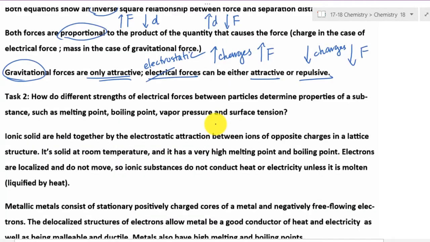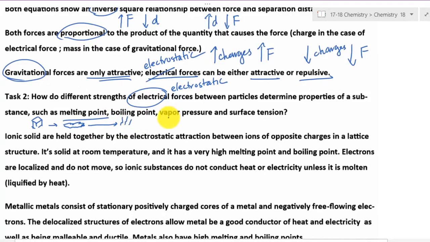Now let's talk about how different strengths of electrical forces, again, this can be used as electrostatic, between particles actually determine the properties of substances, such as the melting point. Melting, what does melting mean? If you have a solid and it melts into liquid. Okay? And then we have boiling. Basically, when you have a liquid, it becomes gas. Think of the word boils. When you boil a liquid, it becomes gas.